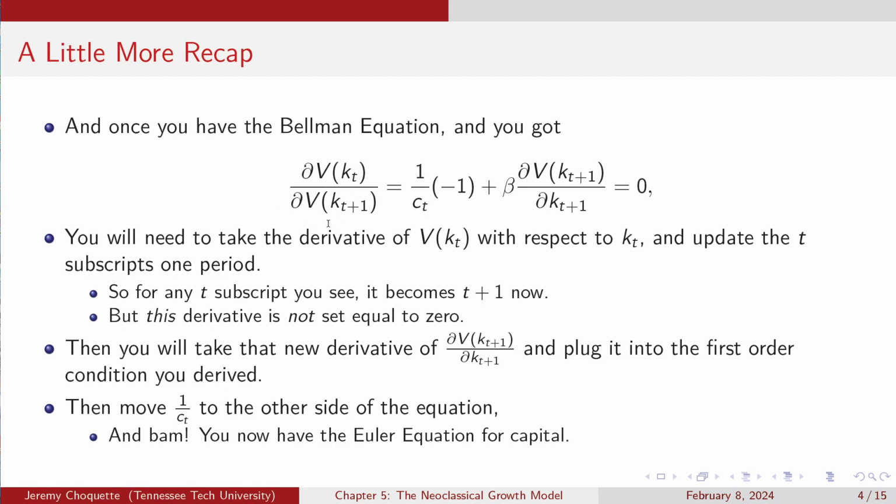So you got to take a derivative where they do match up and then just update the t subscripts by one period. So when you do that, any t subscript you see becomes t plus 1. But remember, that derivative isn't set equal to 0, because you need that new derivative, that partial V of KT plus 1 with respect to KT plus 1. You need to plug that into this right here for the first order condition. And then you move that 1 over CT to the other side of the equation, and boom. Bada bing, bada boom, you've got your Euler equation for capital.